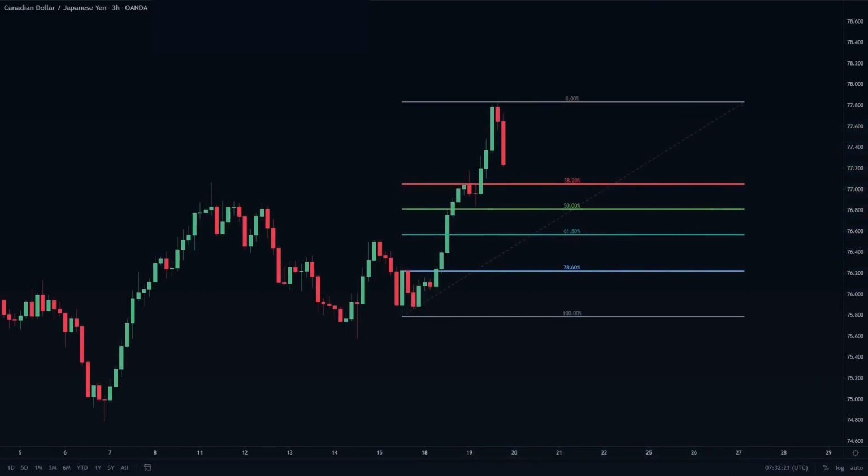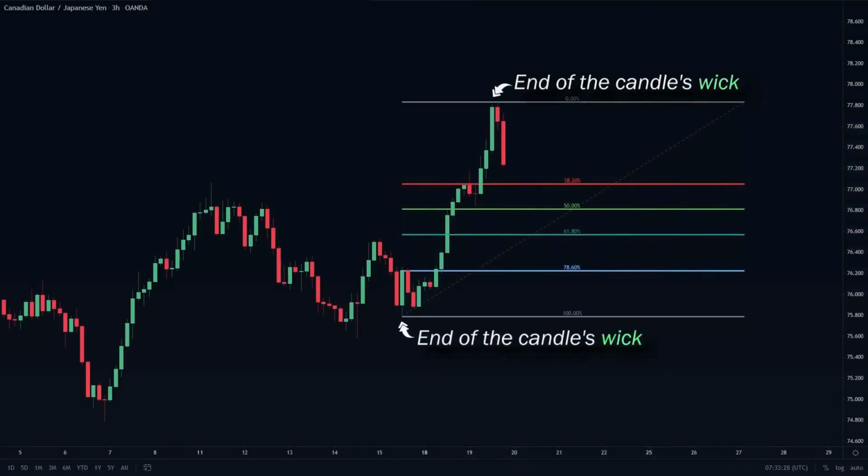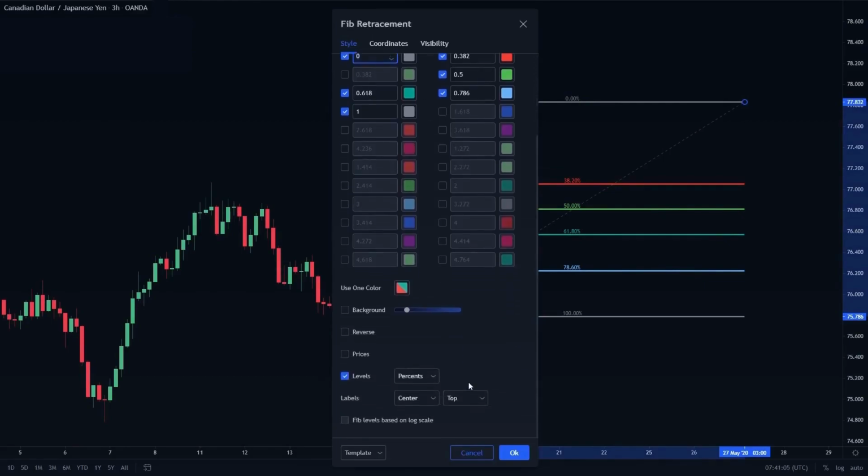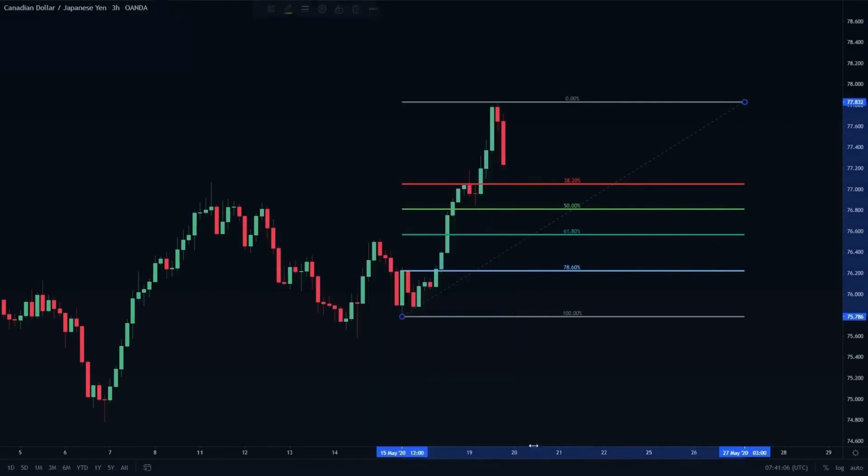Now notice that I'm connecting them at the end of the candle's wick, and as you can see, we now have the Fibonacci levels in place. And again, I advise you to follow the custom settings that I have so that it'll be easier for you to follow along. So now I'm going to show you how to utilize these levels.